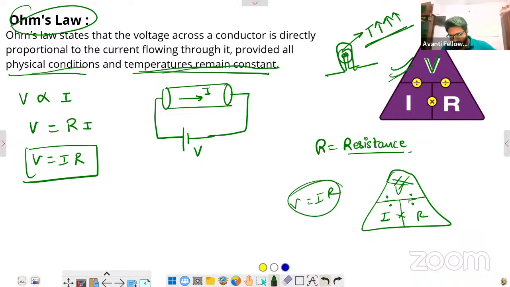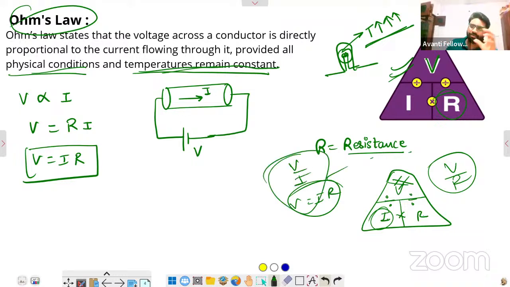Suppose you want to calculate the value of current. You hide the current tab, so only V and R remain: V divided by R, which means V by R. Suppose you want to calculate resistance. You hide the resistance tab, so V by I, simple. So by using this triangle, you can get these equations directly. So it's V I R.